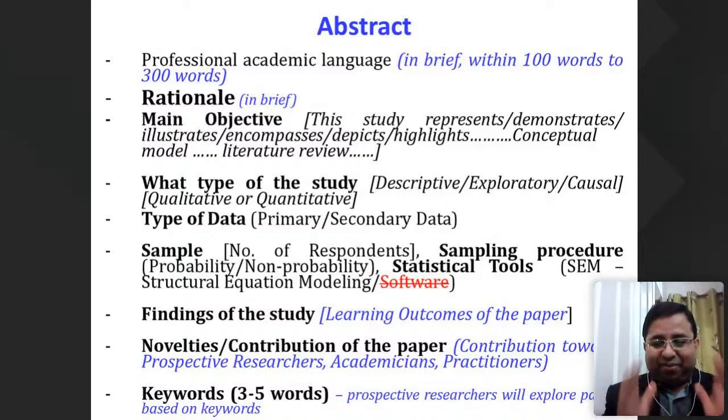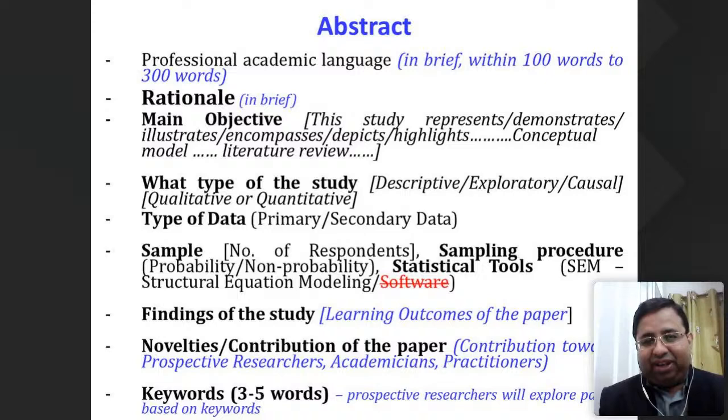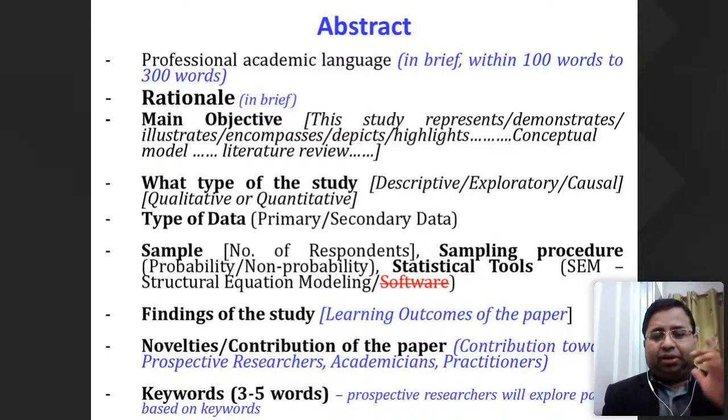So I just remind you again, our main target for today evening is how to construct the abstracts. The main key point: you have to use academic language, no statistical language in the abstract. You have to mention the rationale in brief, one sentence, the general background, and the main objective, only one sentence. What type of study you're doing: exploratory, descriptive, causal, qualitative, quantitative, or basic lab practice, you have to mention here.